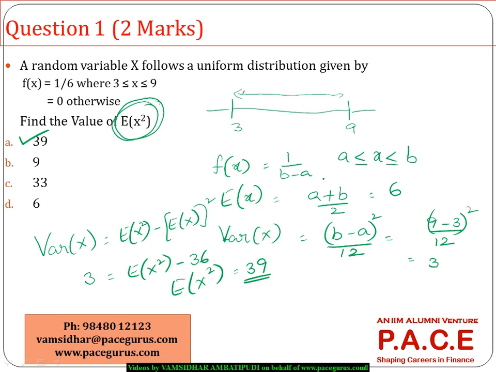Some of the key formulas you may have to remember: if our distribution is a continuous uniform distribution, we can easily identify the probability density function like this. The expected value of x comes out as a plus b by 2. The variance of x comes out as b minus a whole squared by 12. And another relationship is variance of x equals expectation of x squared minus expectation of x whole squared. This is how we solve this kind of numericals.